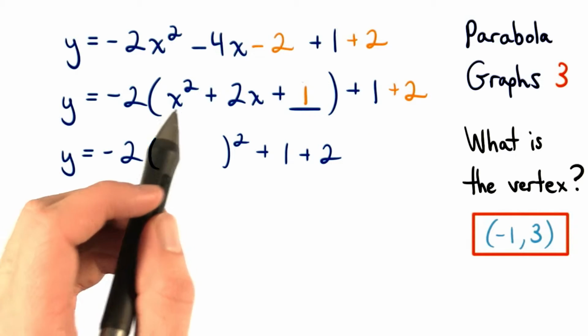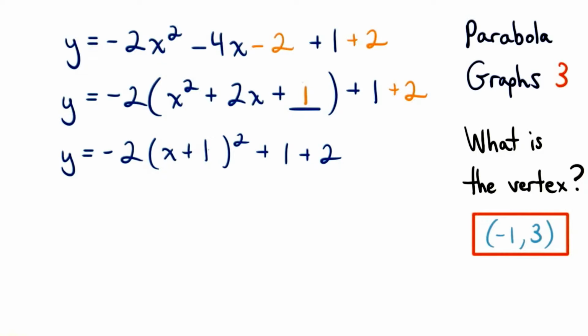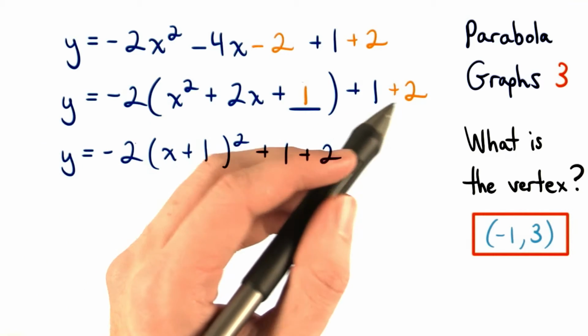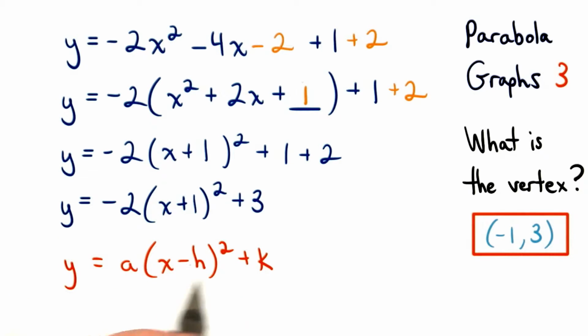Now we're ready to rewrite this as a perfect square. That perfect square is (x plus 1) squared. We'll still have -2 out in front, and we'll have +1 and +2 added on the end. This gives us our equation in vertex form so we can easily identify the vertex.